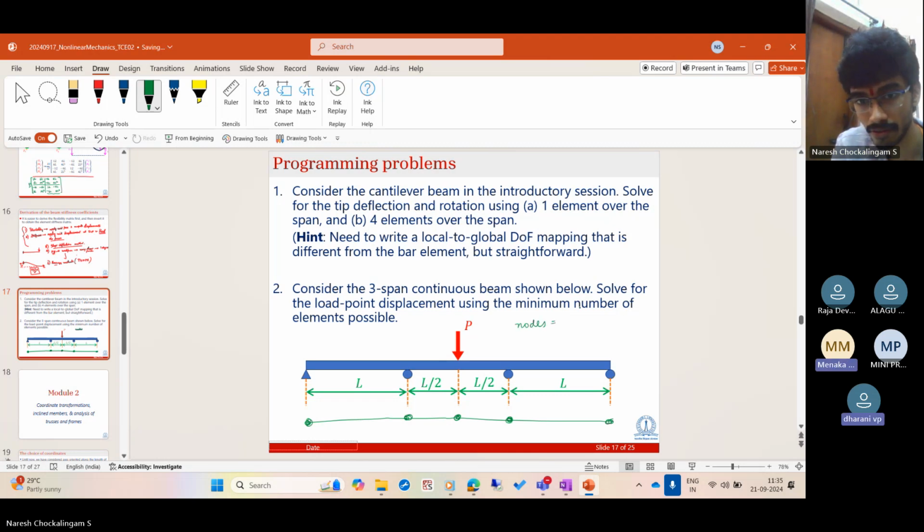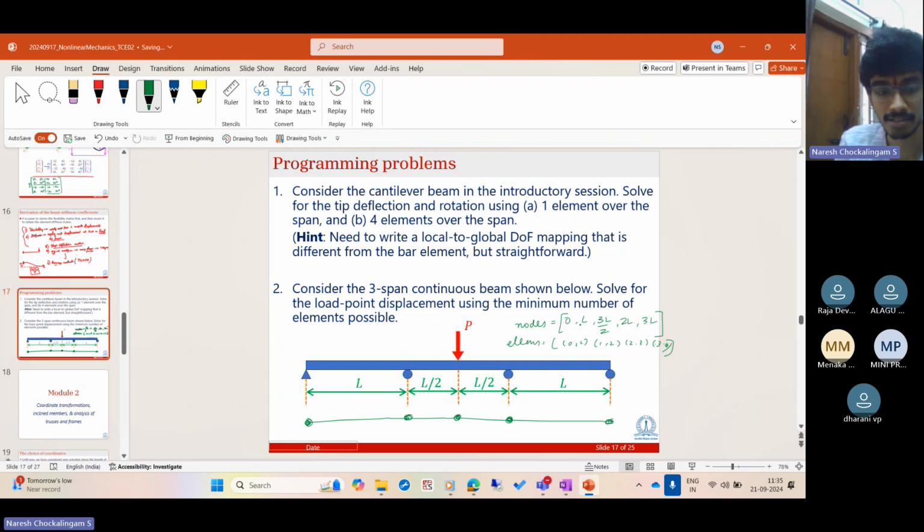5 nodes. And where are they located? 0, L, 3L by 2, 2L and 3L, right? So this is L from this side. Total length is 3L. So these are the nodes, and elements are just the same. Elements are just 0, 1, 1, 2, 2, 3, and 3, 4.